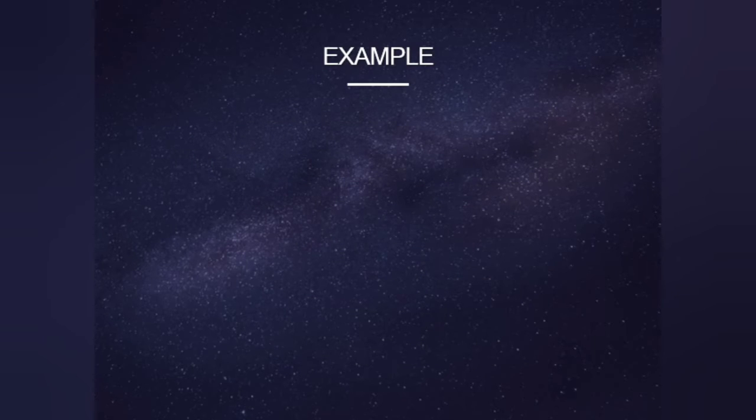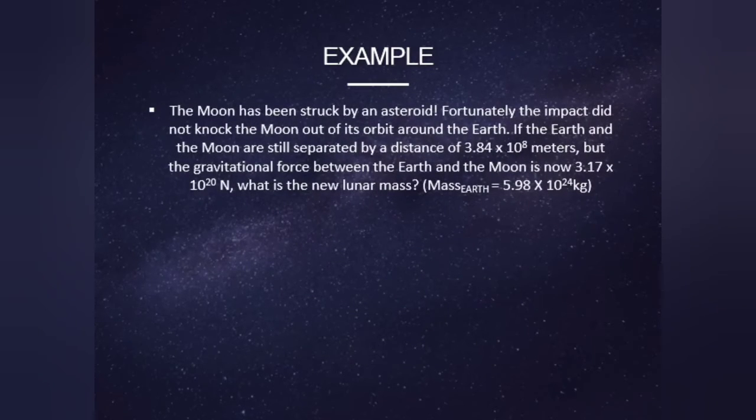All right, here's our last example. The moon has been struck by an asteroid. Oh no. Fortunately, the impact did not knock the moon out of its orbit around the Earth. If the Earth and the moon are still separated by a distance of 3.84 times 10 to the 8 meters, but gravitational force between the Earth and the moon is now 3.17 times 10 to the 20 newtons, what is the new lunar mass? Keep in mind the mass of Earth is 5.98 times 10 to the 24.